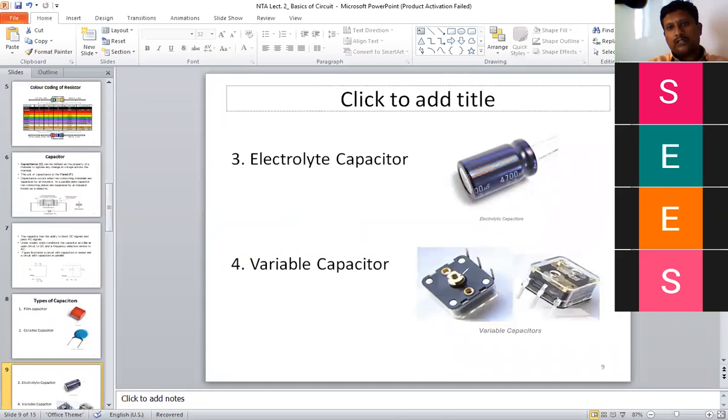The last one is the variable capacitor. A variable capacitor is useful for changing the value of capacitance, mainly in the radio receiver, in series resonance circuits, parallel resonance circuits, and the tank circuit. We need to change the frequency of the tuned circuit. In an LC circuit, that is a tank circuit, we need to change either the value of L or the value of capacitor C. Instead of changing the inductor value, it is easier to change the capacitor value. So in the heterodyne receiver, in the communication system, we use variable capacitors. So this is about the types of capacitor.